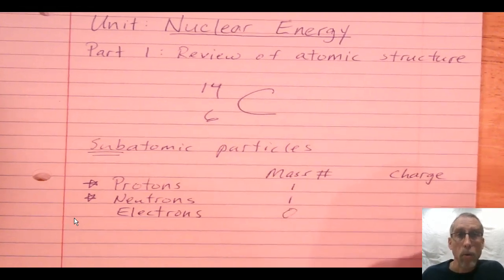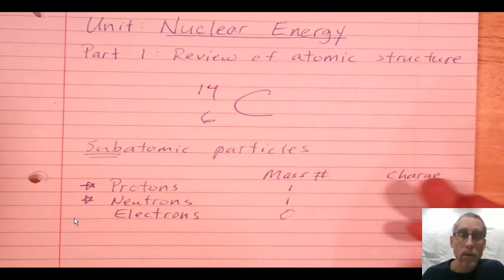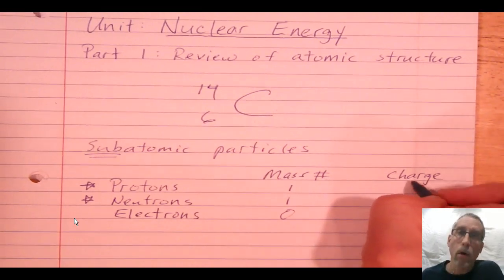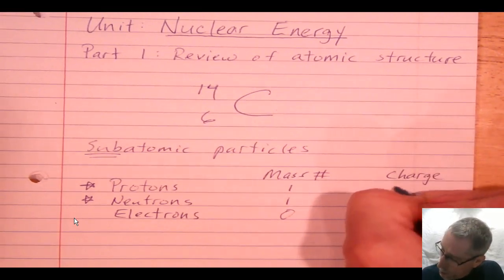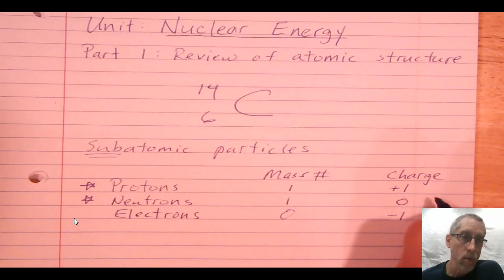And then another important characteristic is the charge. Hard to describe what charge is, but it is a property you're going to need to know. So protons and electrons are the two charged particles. Protons are a +1, electrons are a -1. Neutrons are neutral, which is why they get their name, neutrons.